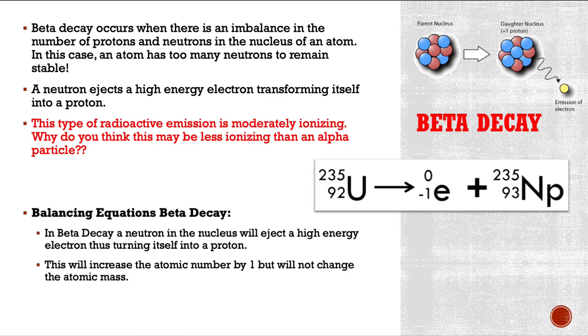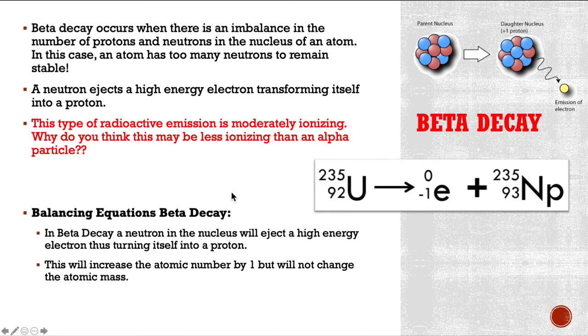And in this case, if an atom has too many neutrons, a neutron in the nucleus is going to eject a high energy electron. And when it does that, it turns itself into a proton. So basically, you can think of a neutron as being a combination particle of a proton plus an electron. And it's a neutral particle, so you can see how those charges would cancel each other out and make it a neutral particle. So an electron is ejected from a neutron, and that neutron turns into a proton.